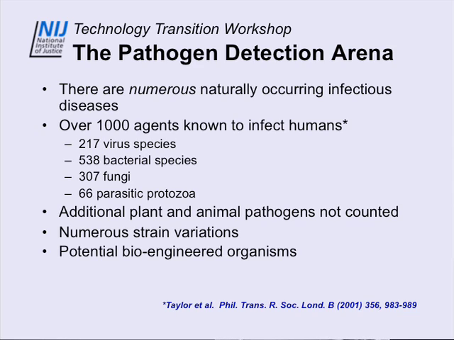There's an interesting series of papers by Louise Taylor's group, and they went through and categorized over 1,000 agents known to infect humans. That's at the species level. So there's over 1,000 species of viruses, bacteria, fungi, and parasitic protozoa that can infect humans. This does not include, at the species level, plant and animal pathogens, nor does it include the numerous strain variants. We know that there are hundreds of different strains of Staph aureus that can infect humans. I'll show you examples in viral space where there are hundreds of viral strains. All are influenza, but different viral strains. And this doesn't include the potential for bioengineered organisms.